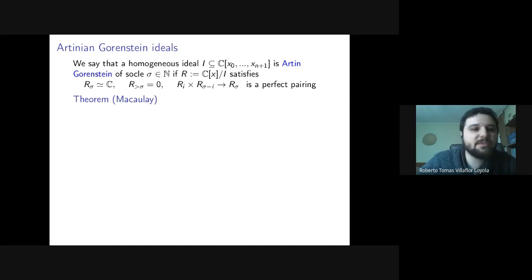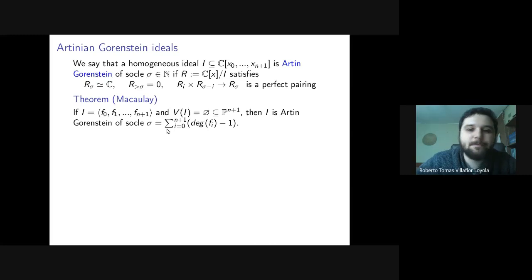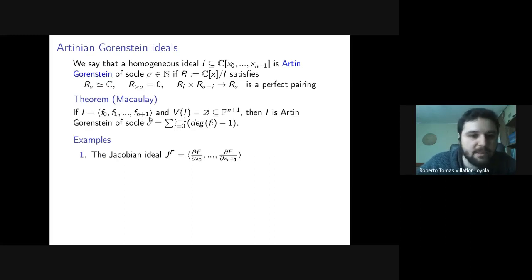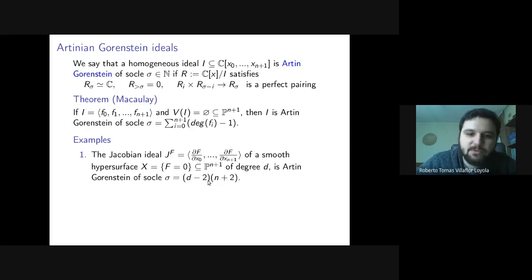So how can we produce examples of Artin-Gorenstein ideals? We have this nice theorem of Macaulay, which says that whenever you take an ideal which is a complete intersection given by equations, then the ideal is Artin-Gorenstein of this tuple, the sum of the degrees minus 1. So this is a very simple way to produce Artin-Gorenstein ideals, and these are in fact not all kinds of Artin-Gorenstein ideals. This is a very special kind of Artin-Gorenstein ideal, which are complete intersections. And well, these are some examples of this kind of ideals. The Jacobian ideal of a smooth hypersurface is one of these examples. It has tuple this number, d minus 2 times n plus 2.